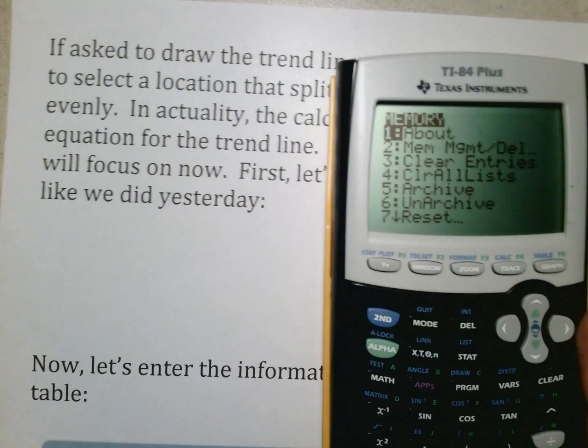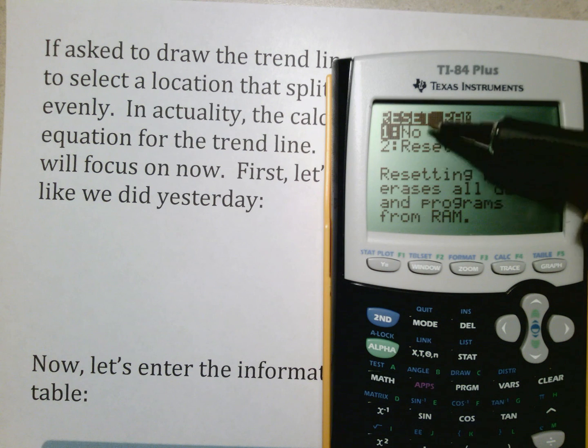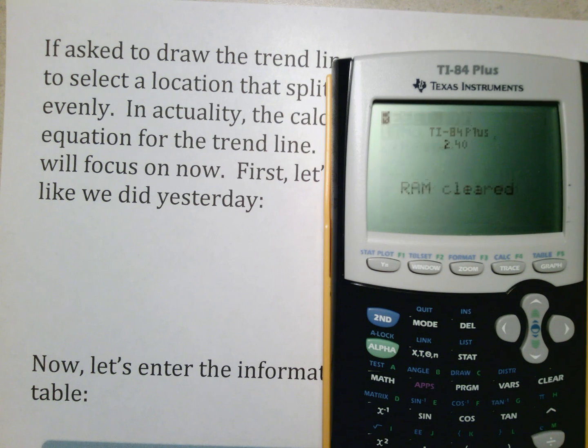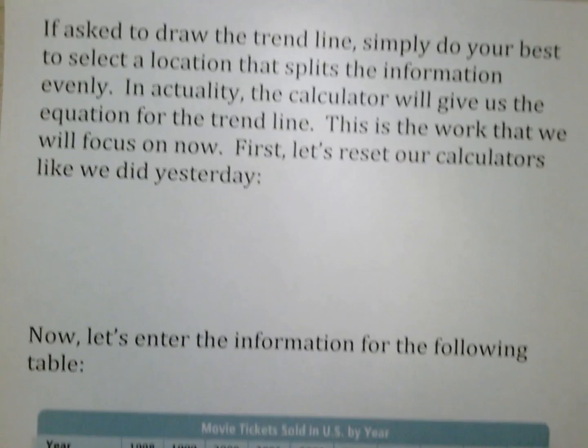The reset pops up, so you could hit the button 7. You want all the RAM to be reset. That's all the memory and everything, so hit 1. And of course, I told you this is a feature that keeps you from accidentally resetting it, so now you have to push 2, and you see the RAM is cleared and everything is cleared on our calculator. That way, anything that's been funny going on in our calculator is cleaned out.